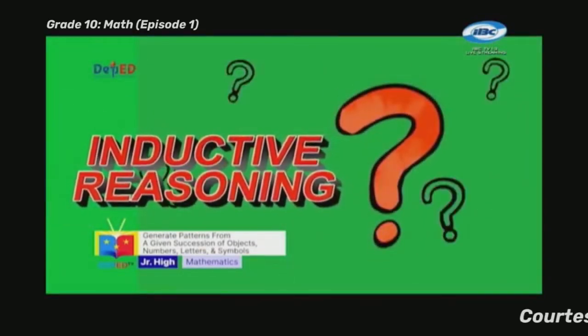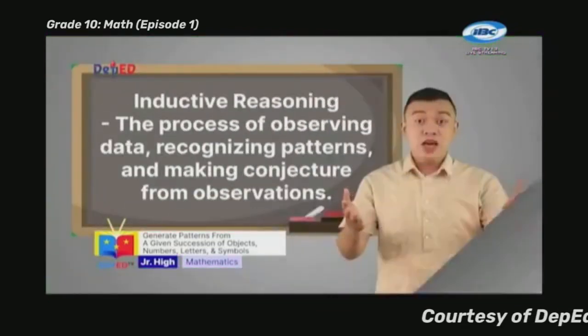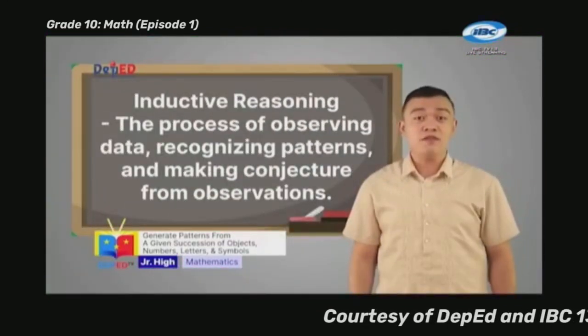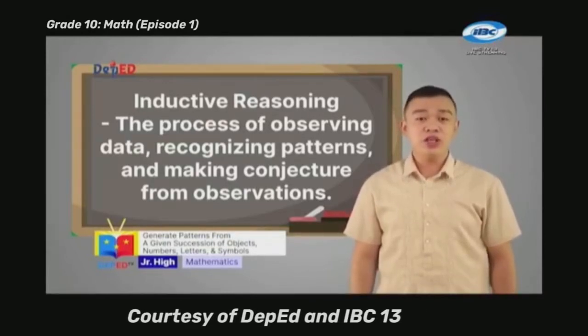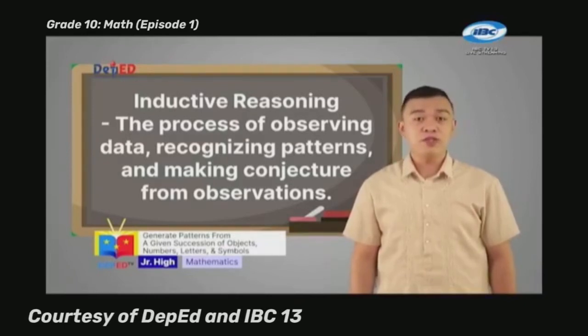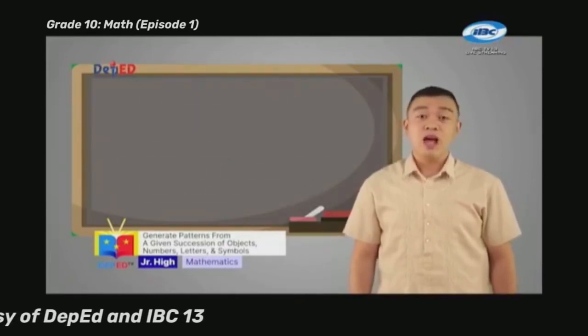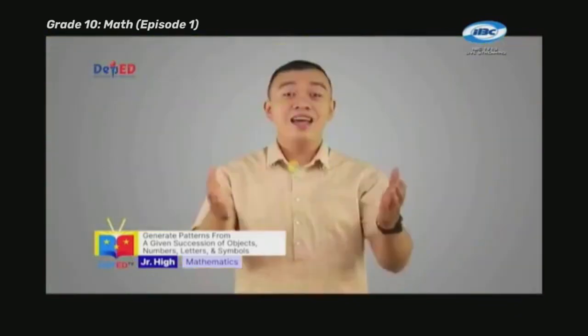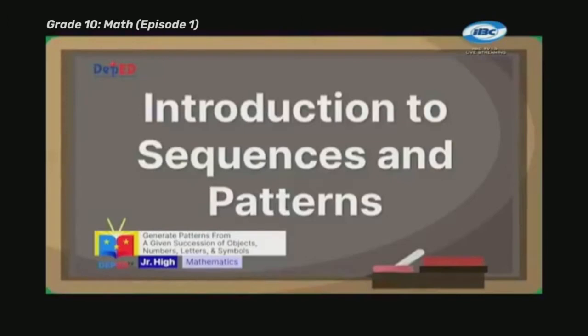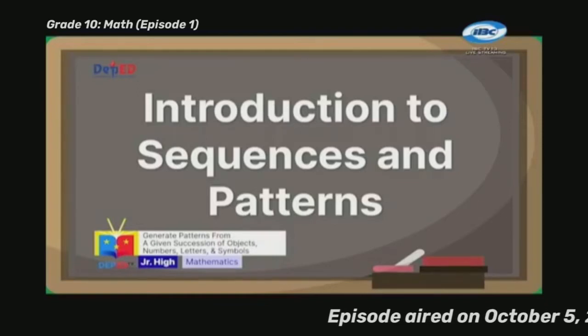But what does inductive reasoning mean? Inductive reasoning is the process of observing data, recognizing patterns, and making generalizations or conjectures from observations. A conjecture is a conclusion made from observing data, or an educated guess. At this point, you are about to learn the introduction to sequences and patterns. To understand better how to generate patterns, you will have to perform this simple activity.